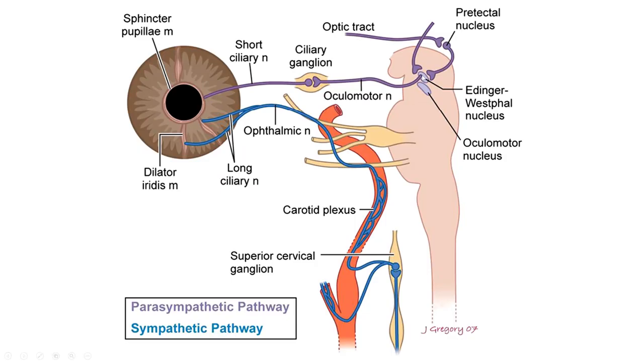The parasympathetic fibers arise from the Edinger-Westphal nucleus, which is the parasympathetic nucleus of the third nerve. Then they pass with the oculomotor nerve until they relay in the ciliary ganglion, which is a parasympathetic ganglion. Then postganglionic fibers pass from the ciliary ganglion through the short ciliary nerves to supply the constrictor pupillary muscle. What is the effect? It will cause constriction.